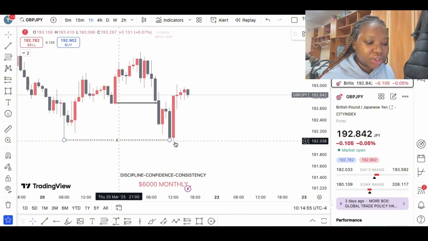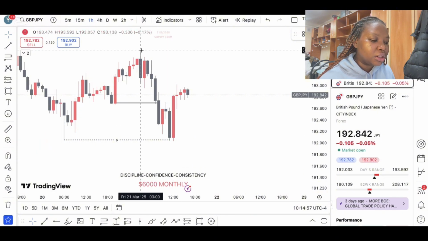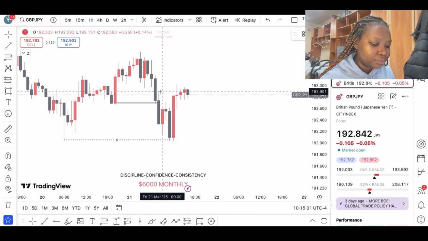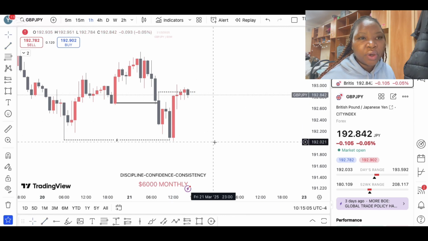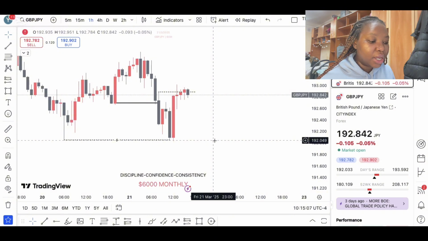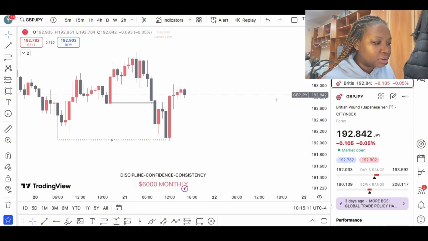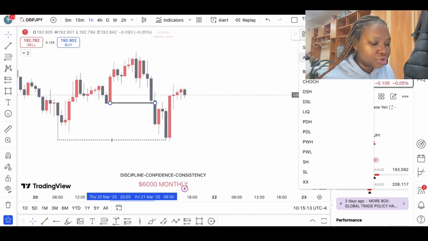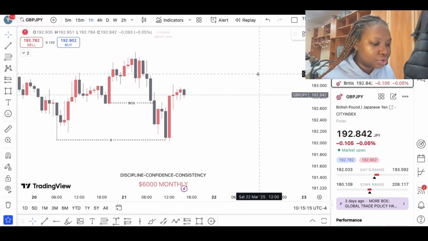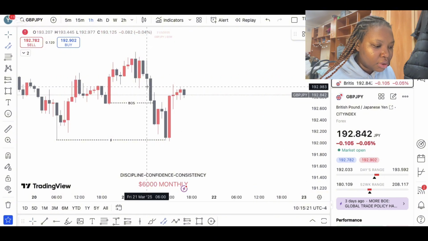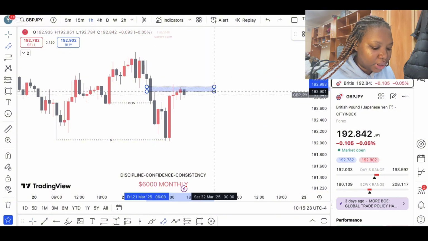So the previous liquidity got taken out and we are now on to the next liquidity, which is here. This is our next liquidity here, and I think we are going to talk about liquidity in another video. I don't want this video to be long though. So now that we have this break of structure here, the next thing that I'm looking out for is, is there a fair value gap? Yes, this is a fair value gap right here.